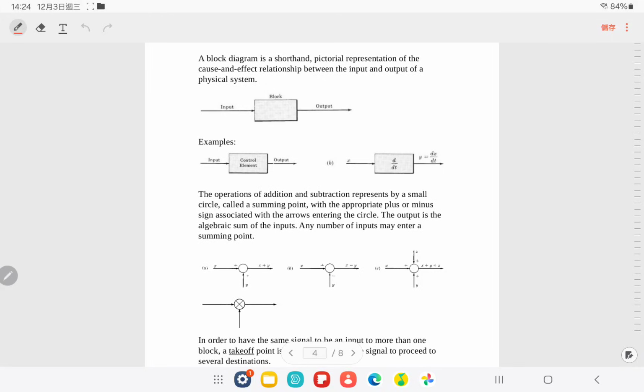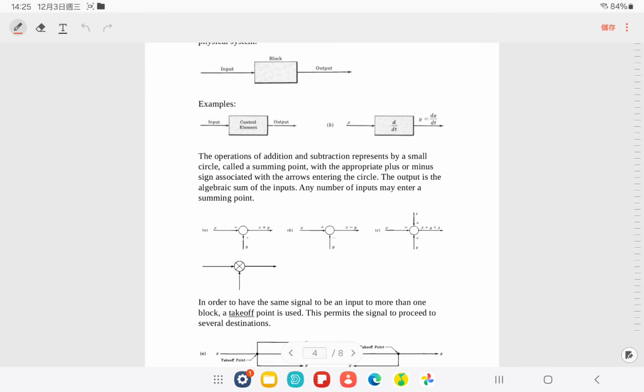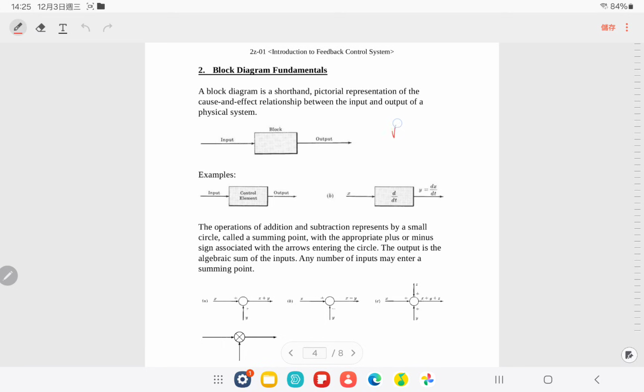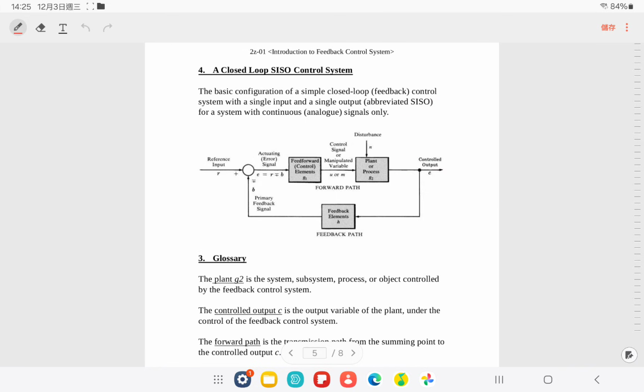So let's go to block diagram. And of course, you need to know the basic manipulation of block diagram. Otherwise, you won't be able to do anything, if you don't know anything about this subject, of course. So you need to know. The plant, process, control, feedback, all these things, you need to know.